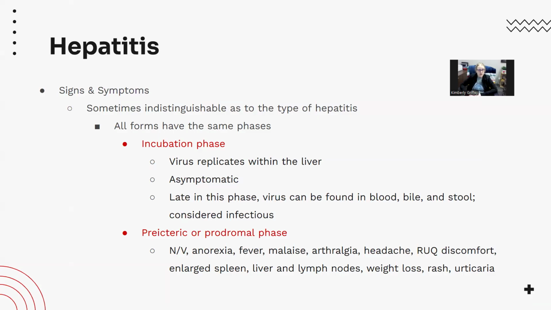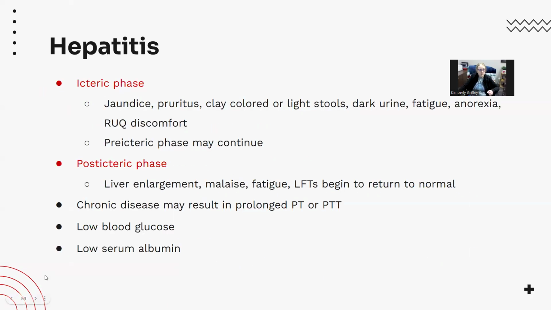Then you have the pre-icteric or prodromal phase, where you have symptoms of nausea and vomiting, anorexia, fever, malaise, arthralgia, headache, right upper quadrant discomfort, enlarged spleen, liver and lymph nodes, weight loss, rash, and urticaria. Then you have the icteric phase, where you have jaundice, itching, clay-colored or light stools, dark urine, fatigue, and anorexia, right upper quadrant discomfort. And then the pre-icteric phase can still continue on even through the icteric phase.